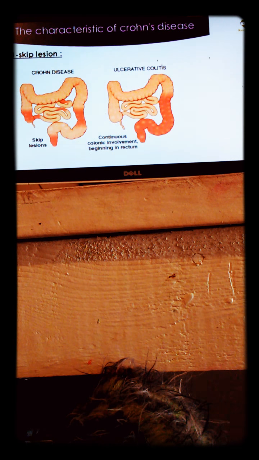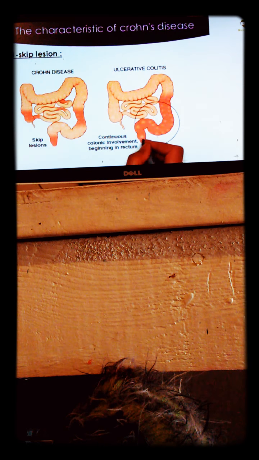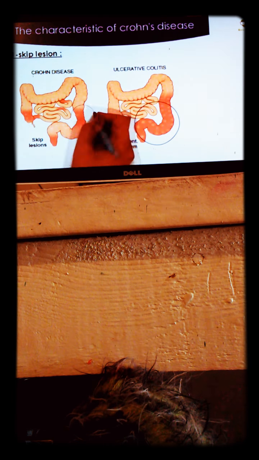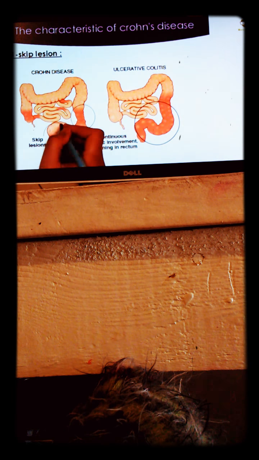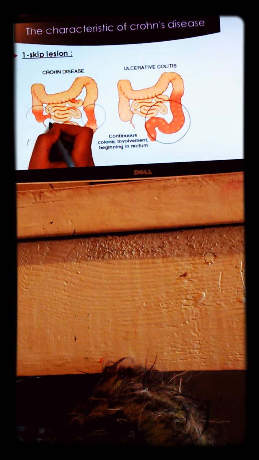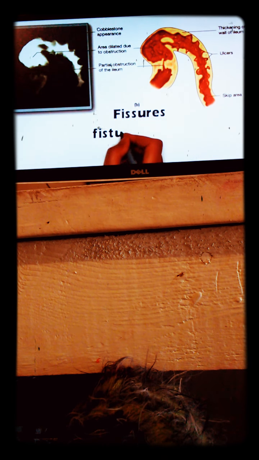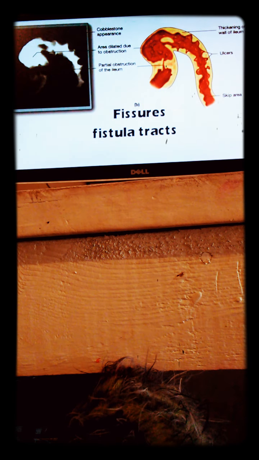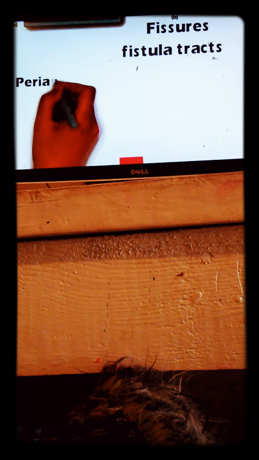Unlike ulcerative colitis, which is characterized by continuous lesions, Crohn's disease is characterized by multiple separate regions of disease called skip lesions. This pairing of interspersed mucosa results in a coarsely textured cobblestone appearance. Fissures commonly develop between mucosal folds and can extend deeply to become fistulous tracts. Perianal disease is especially common in Crohn's.